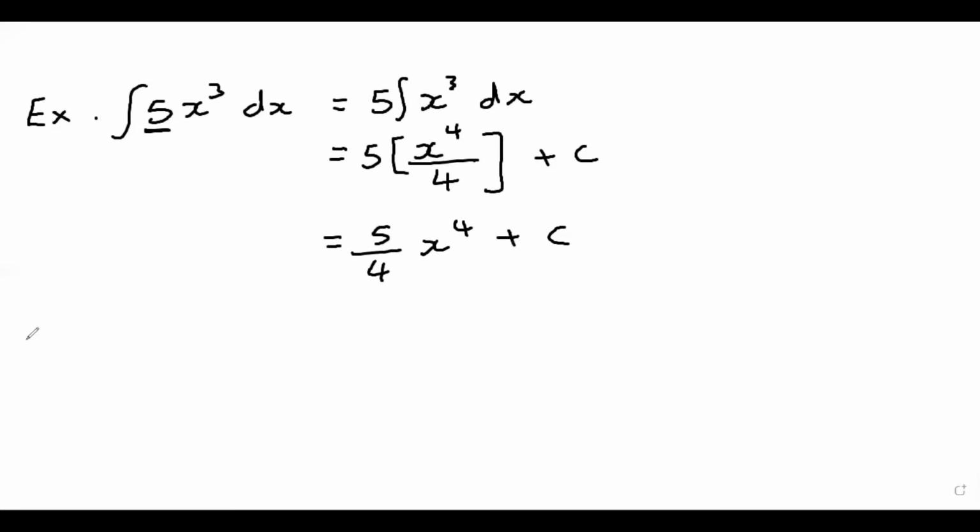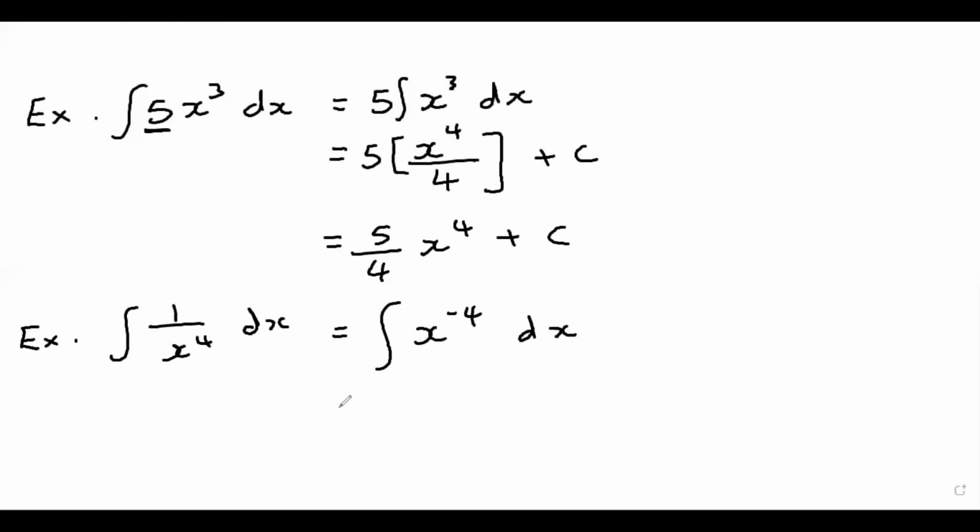Let's say, again, we have the integral of 1 over x to the 4 dx. Because the x to the 4 is in the denominator, we'd have to carry it up, so it becomes x to the minus 4. So again, we're going to be adding 1 to the power. So minus 4 plus 1, that's minus 3. So that's x to the minus 3. And we're dividing by the new power, which is minus 3, plus c.